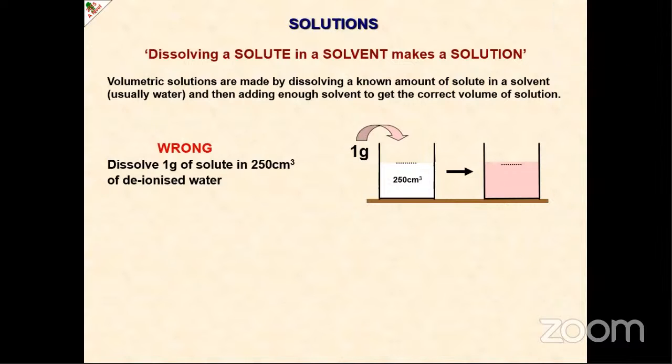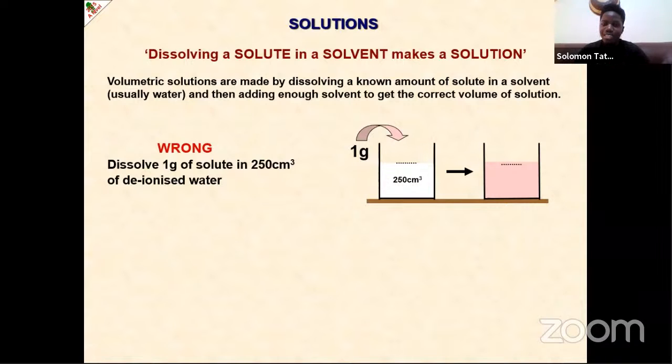So again, you have a known amount of a solute, you dissolve it in a solvent. After dissolving in a solvent, then you add more of the solvent to reach a certain volume that you're looking for. Okay, that is the way to make a solution in volumetric analysis.